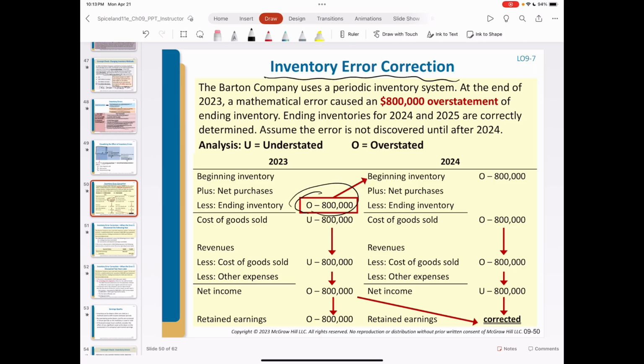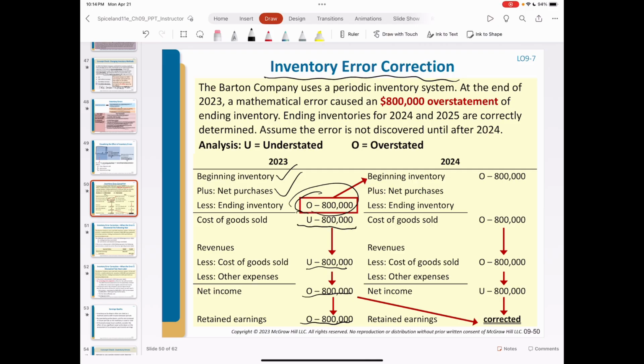If there's an overstatement in the ending inventory in 2023, because the beginning balance is correct and purchases are correct, the overstatement in the ending inventory will result in an understatement in the cost of goods sold. Understatement in the cost of goods sold will result in overstatement in earnings. And finally, the retained earnings will be overstated.